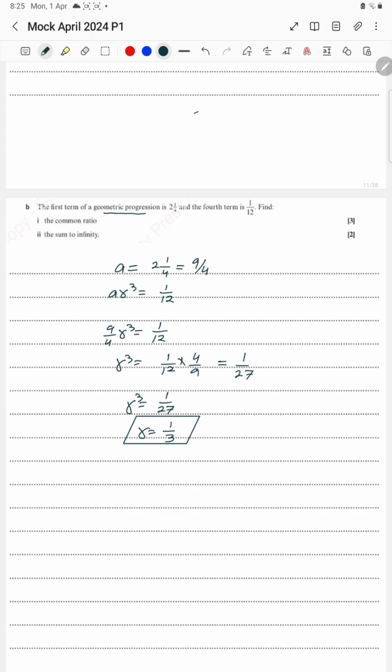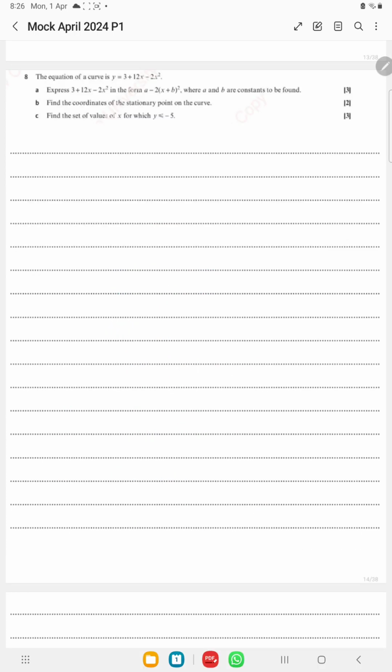Right, we have a and r. Now we find the common ratio, that is 1 by 3. Secondly, we have to find the sum to infinity, and that formula is S infinity equals a over 1 minus r. So a is 9 by 4, over 1 minus 1 by 3. With the calculator calculation, we get 27 by 8, or 3 whole 3 by 8. I hope it is clear. It was so easy. Question number 8.